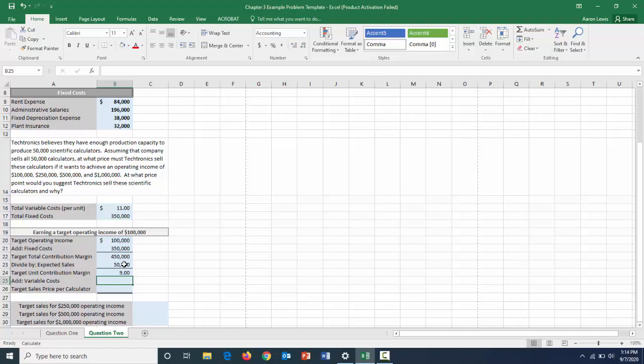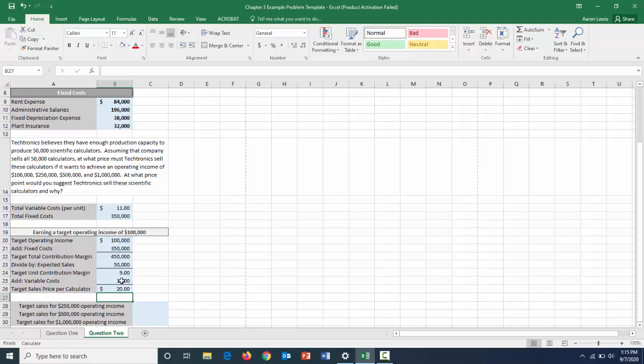Let's add to that the other costs that we have to cover. To have $9 left over after paying our variable costs, what do we have to sell it for? Well, let's add our variable costs. It's $11 per unit, which means in order to have $9 left over after we recover our $11 in variable cost of production, we'd have to sell the calculators at $20 a piece to earn a target operating income of $100,000.